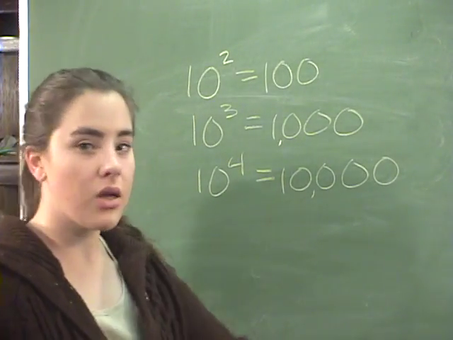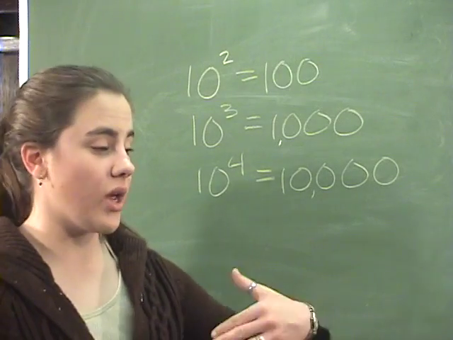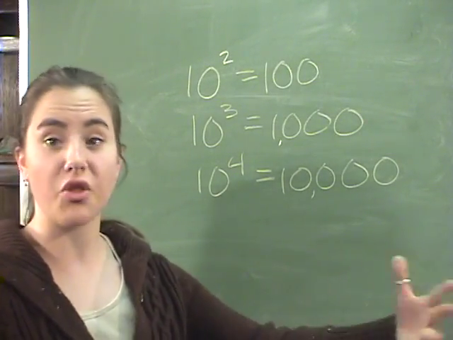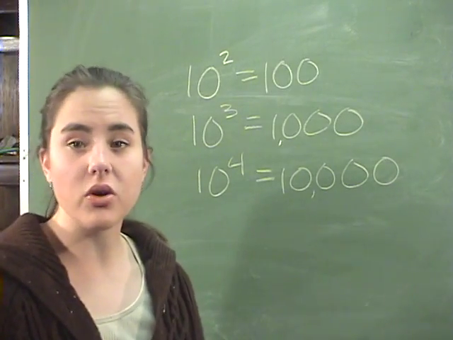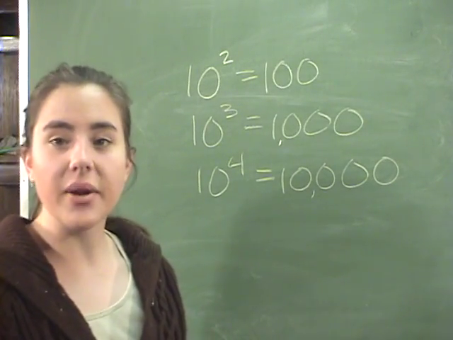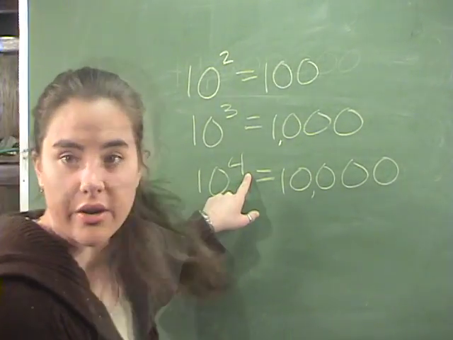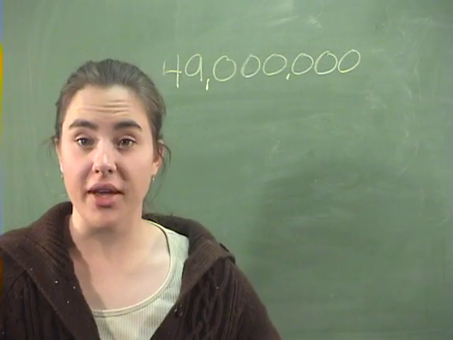This keeps going as long as you want it to go. You can have 10 to the 5th, 10 to the 6th, 10 to the 7th, 10 to the 11th, 10 to the 13th. However many zeros the number has, that's how many zeros are represented with the exponent right here. Let's take a large number like 49 million.